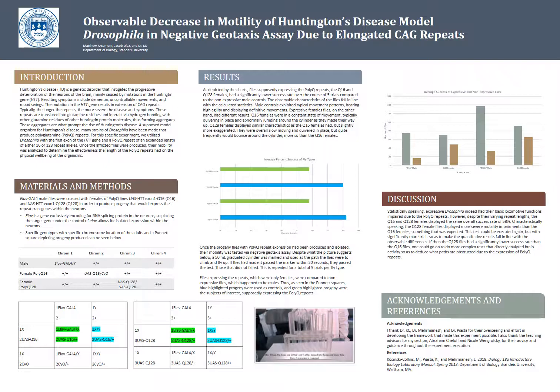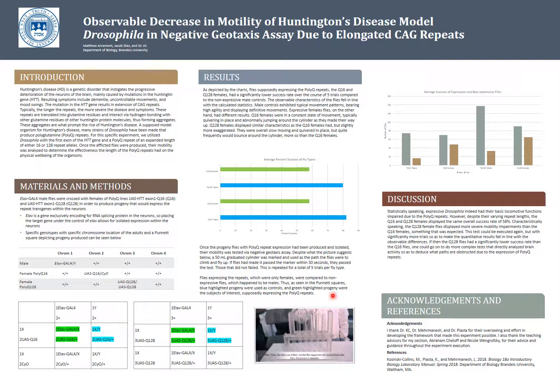Now, utilizing the ELAV UAS system, we were able to drive expression of the polyQ repeats, so that we can see down here via the Punnett squares that we have the expressive progeny in green and the control flies that we used for this experiment in blue. Once we had these specific flies isolated, we were able to test their mobility via negative geotaxis assay.